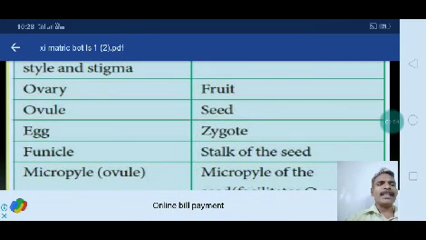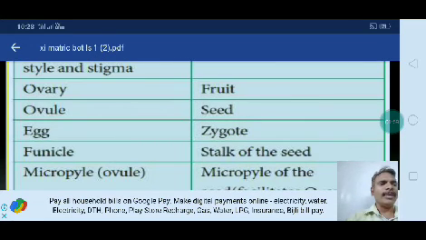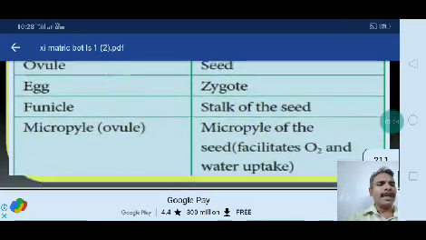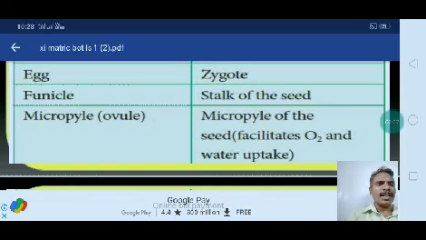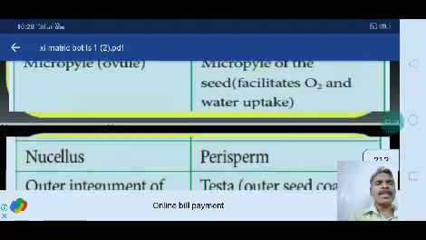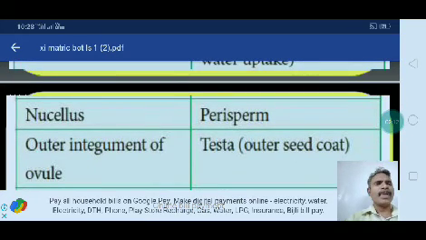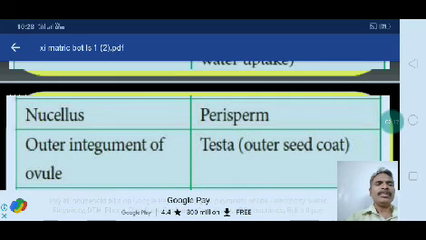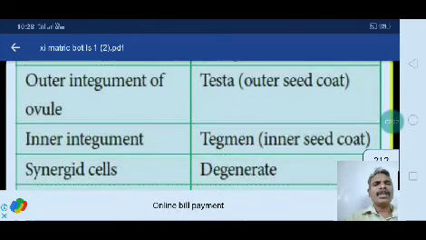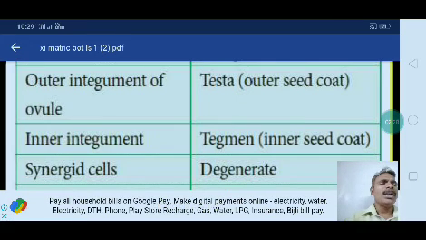Then the egg changes into a zygote after fertilization. The funicle is modified into the stalk of the seed. The micropyle of the ovule becomes the micropyle of the seed, which facilitates oxygen and water uptake because it is a pore. The nucellus changes into perisperm. The outer integument of the ovule becomes the testa, the outer seed coat. The inner integument is modified into the tegmen, the inner seed coat.